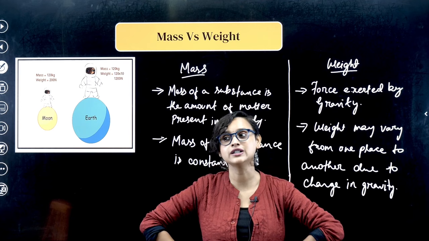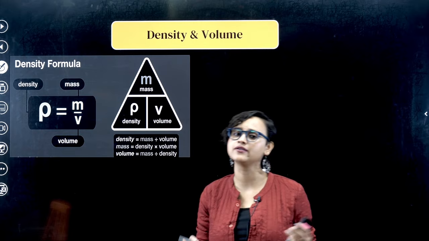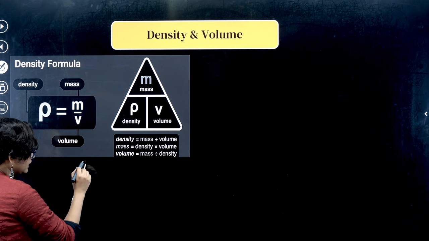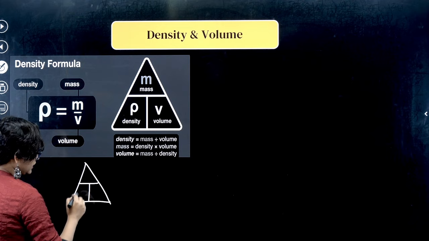All right, then we come to density. So what is density? Everybody knows that density is basically mass by volume. So this triangle, if you can remember during your exam, it will be great because take a look at it. Let's draw it again here, okay? Let's draw a triangle and let's divide it into three parts, okay? Let's write here density.